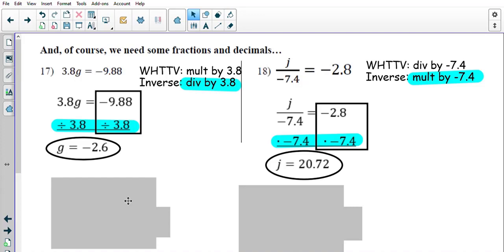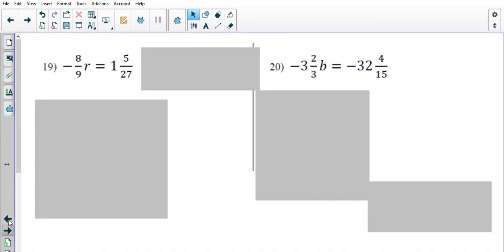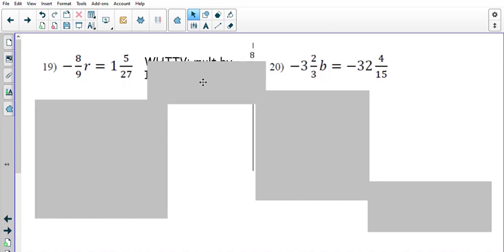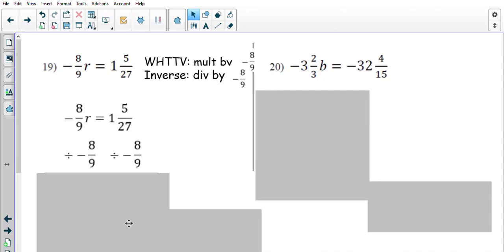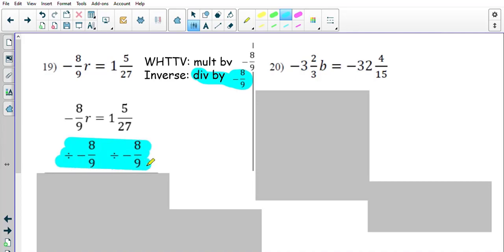All right, let's look at two more, and then I have some independent practice for you to try. Number 19, we have negative 8/9 r equals 1 and 5/27. What's happening to r is that we're multiplying by negative 8/9. So the inverse of that is to divide by negative 8/9. Let's show that once on each side. Now, I will stress to you that next year you might also learn that dividing by negative 8/9 is the same as multiplying by negative 9/8, multiplying both sides by the reciprocal. You may have thought of that last year as like a keep, change, flip kind of situation. Since we're using our calculators though, we can just plug into our calculators.